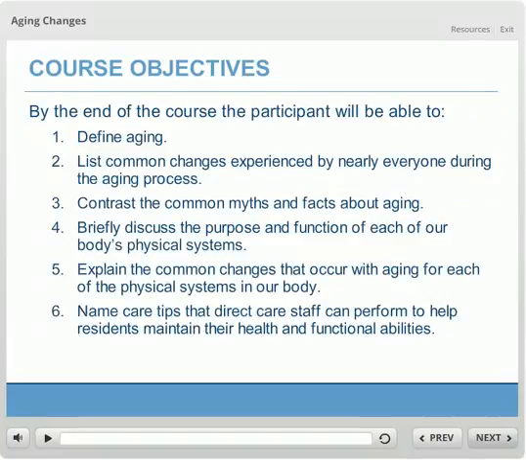Course objectives. By the end of the course, the participant will be able to: 1, define aging; 2, list common changes experienced by nearly everyone during the aging process; 3, contrast the common myths and facts about aging; 4, briefly discuss the purpose and function of each of our body's physical systems; 5, explain the common changes that occur with aging for each of the physical systems in our body; 6, name care tips that direct care staff can perform to help residents maintain their health and functional abilities.